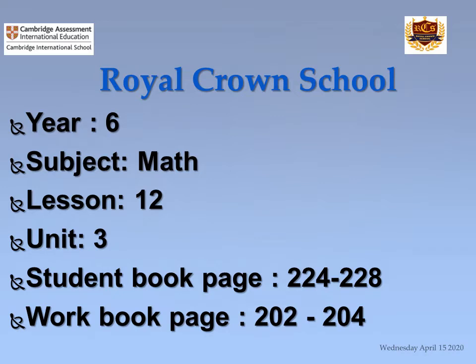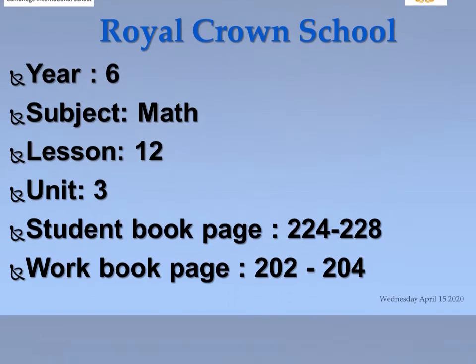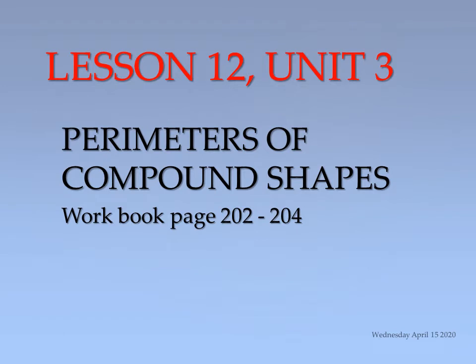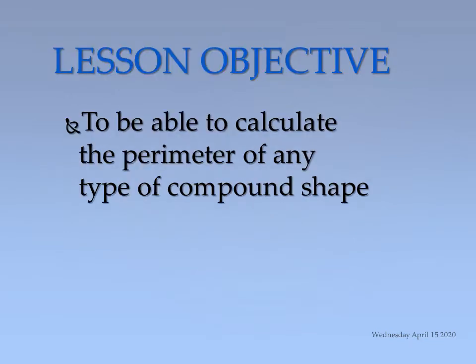All right, today we're studying math, and we're still on Unit 12 of Unit 3 of Lesson 12. Today we're going to be having our student book, page 224 to 228, and our focus will be on our workbook 202 to 204. So we're still on Unit 3 and we're looking at the perimeters of compound shapes, but we're focusing on the workbook today. Let's go ahead. Our objective today is to be able to calculate the perimeter of any compound shape.